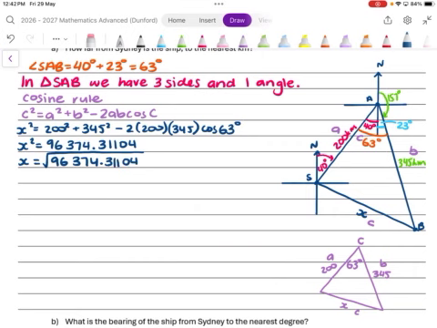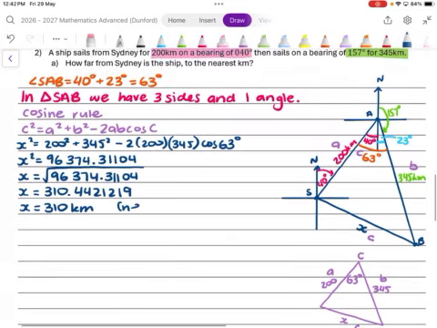And when we do that, we get that x equals 310.442119. Okay, so x is 310 kilometres because it asked us for our nearest kilometre. Therefore, the ship is 310 kilometres from Sydney.